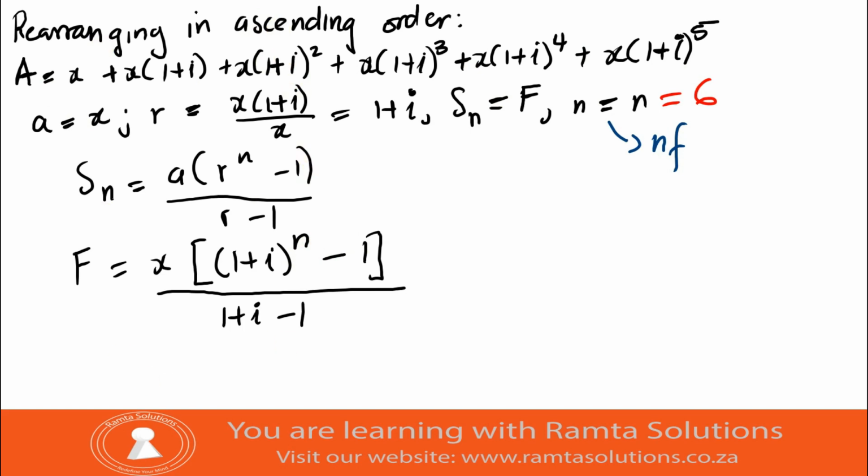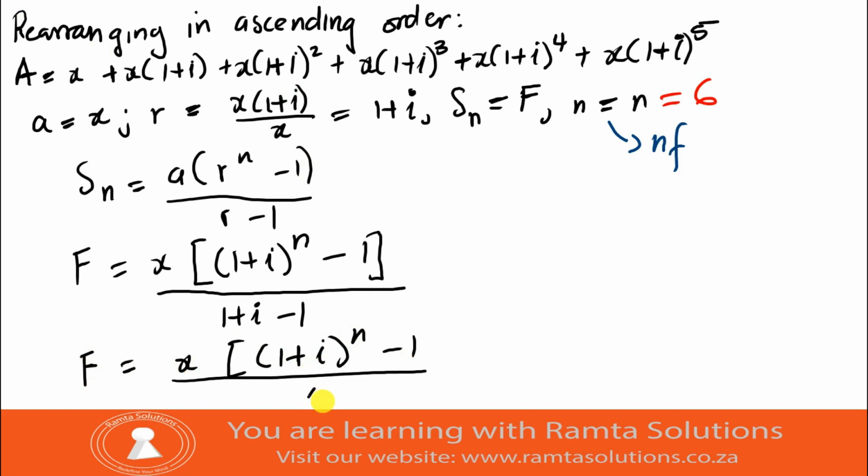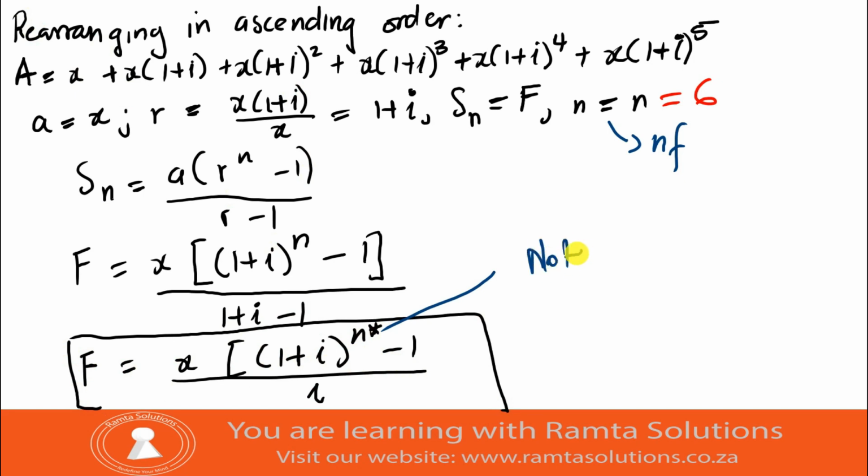So let's continue, and then we will say F equals X into (1 plus i) to the n minus 1, all over i. This is the formula that you know, but I am paying special attention to this n. So this n, I will say to you, note: number of installments. Do not confuse it. Note: number of installments.